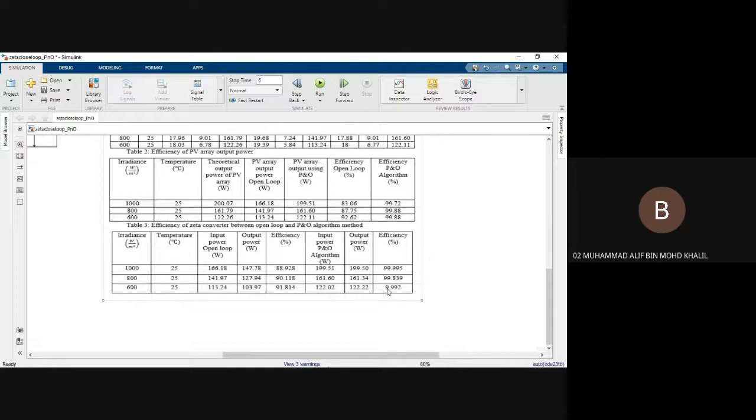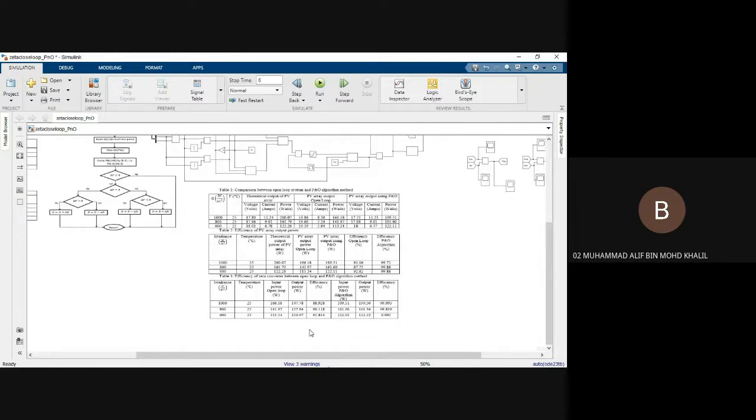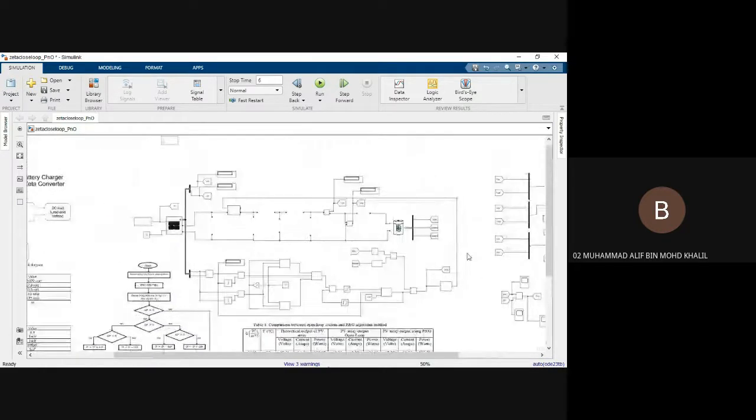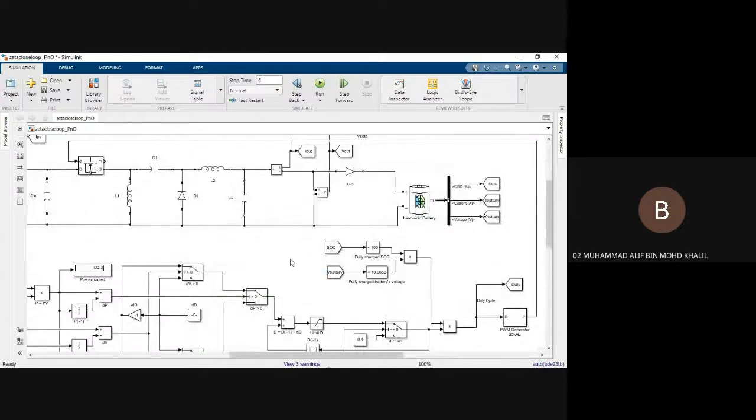Here is some error. It should be 99.92, and this is actually 99.92. So that's it for the simulation. Oh, I forgot to explain this one.